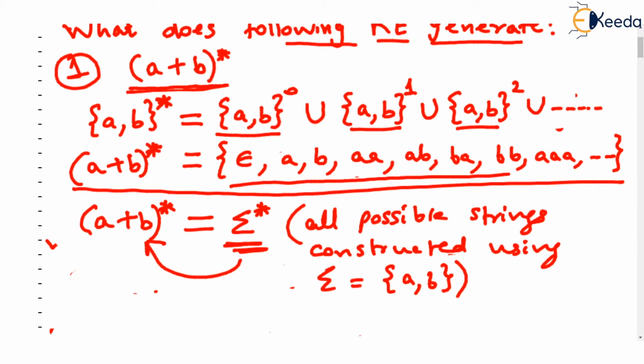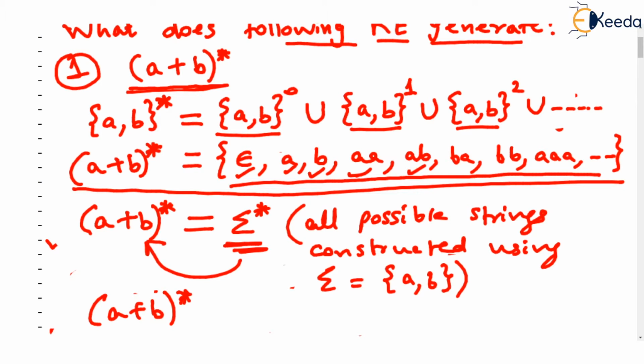Check it out very well. It contains epsilon, it contains length 1 strings, length 2 strings, length 3 strings, length 4 strings. Infinite strings it will contain, made up of a and b. That means next time if we are asked what does (a+b)* recognize, you should say it recognizes all the strings made up of a or b, of any length. So epsilon is also included.